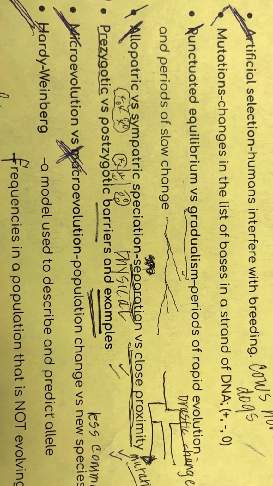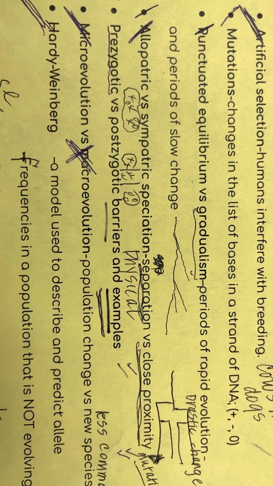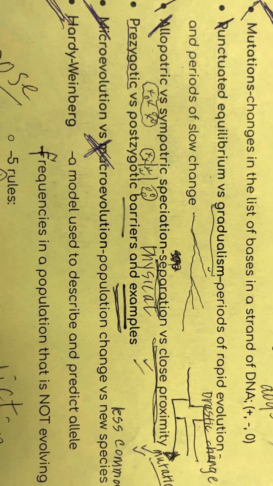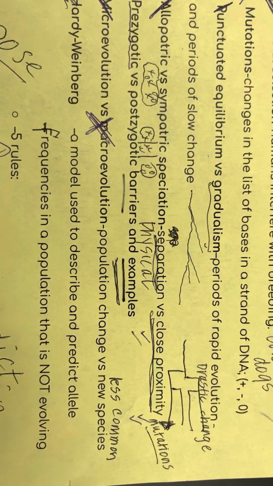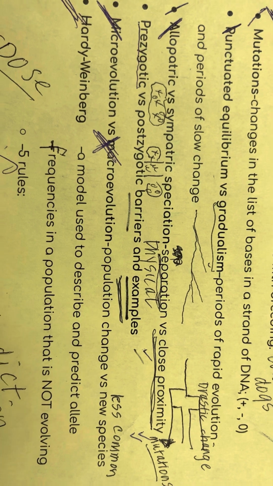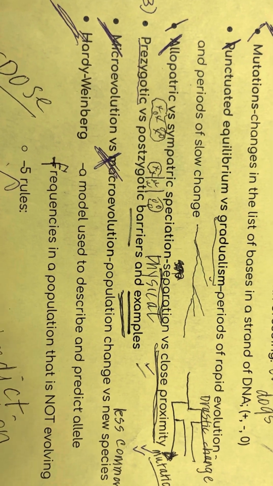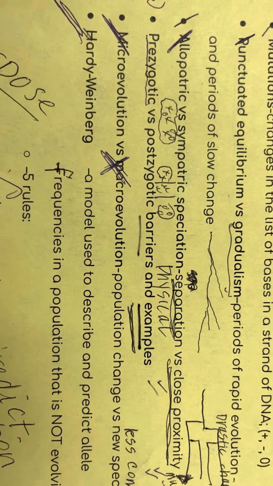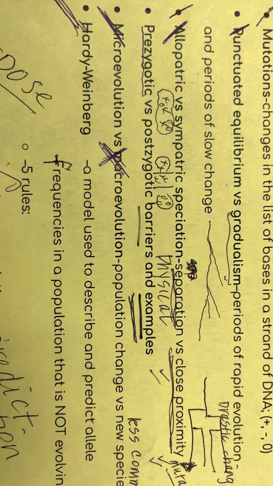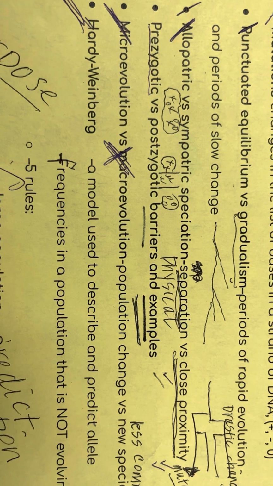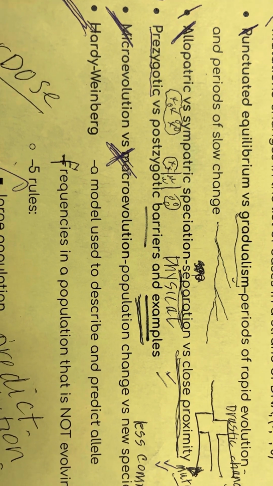Allopatric versus sympatric speciation. Allopatric, the organisms live in the same area, and then they're separated. There's a separation, and then they change. When they're close together and change, that's sympatric. So it could be something like there's a mutation that changes part of the species, part of the population.